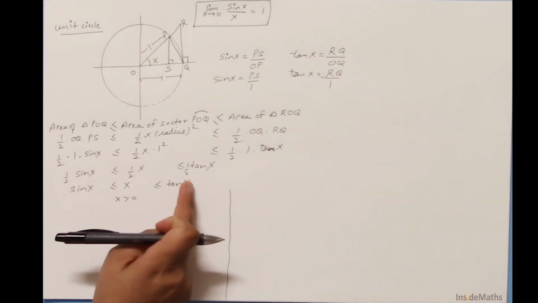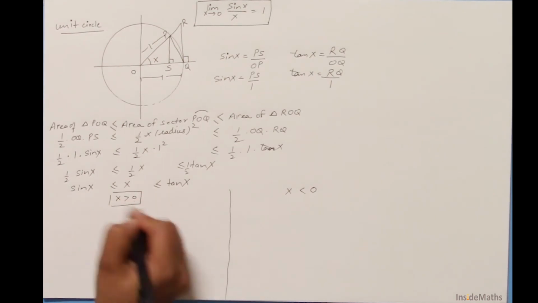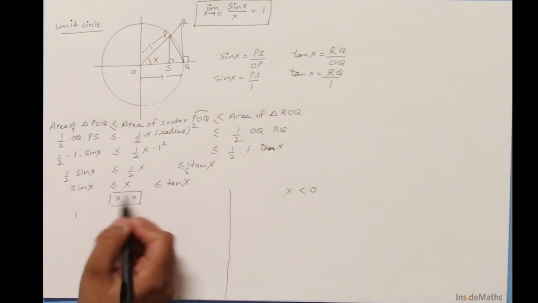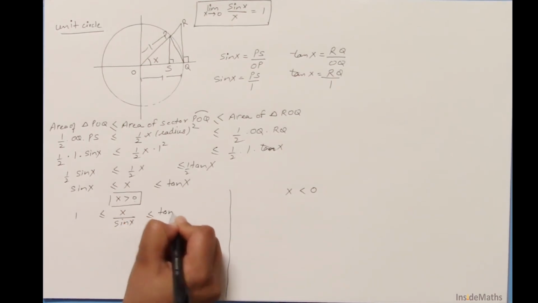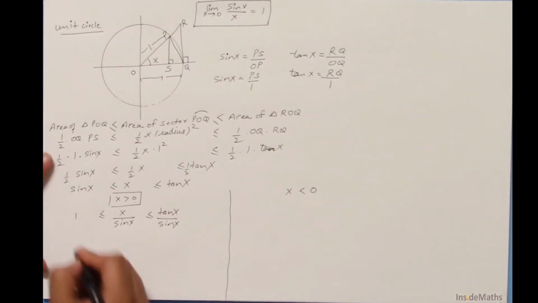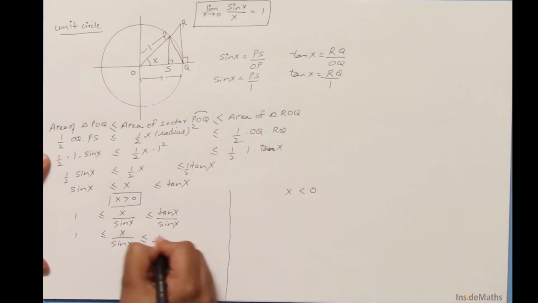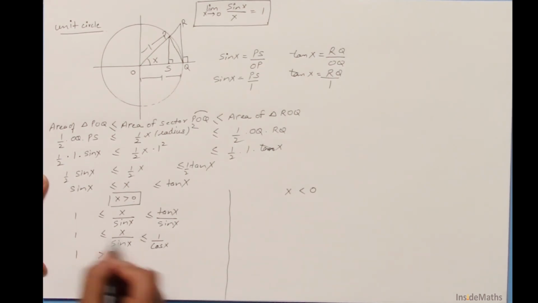First, we'll discuss the case when x is positive, and then when x is negative. When x is positive, sine x is also positive, and if I divide the inequality by sine x, the sign doesn't change. So it becomes 1 less than or equal to x over sine x less than or equal to tan x over sine x. Tan x is sine x over cos x, so it becomes 1 over cos x. Now if I take the reciprocal of this inequality, the sign changes and it becomes cos x less than or equal to sine x over x less than or equal to 1.